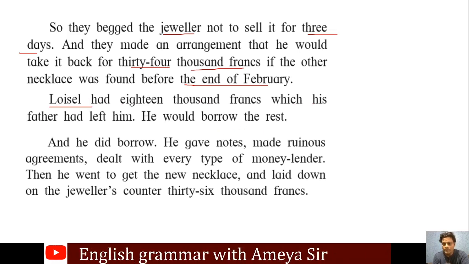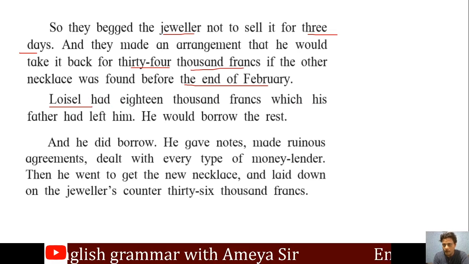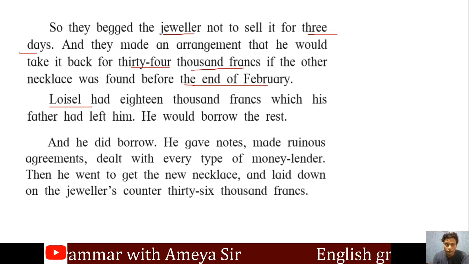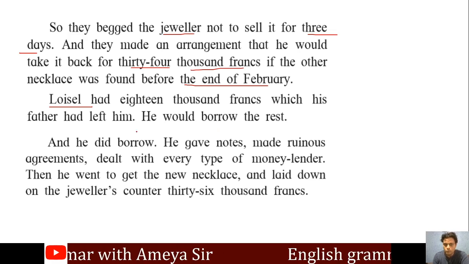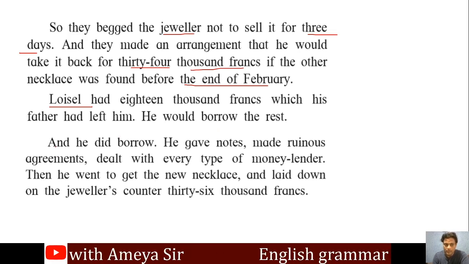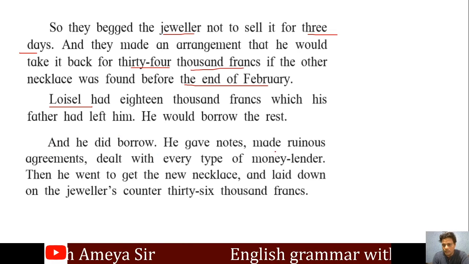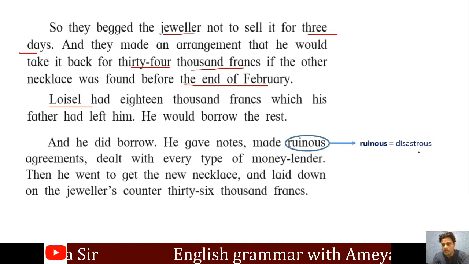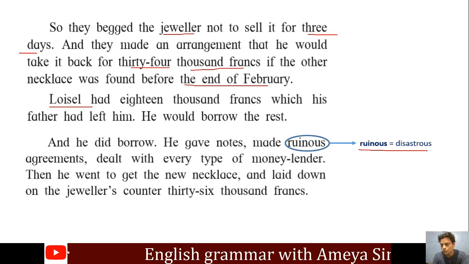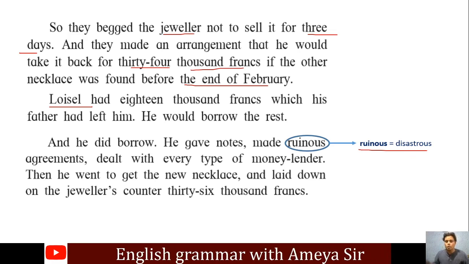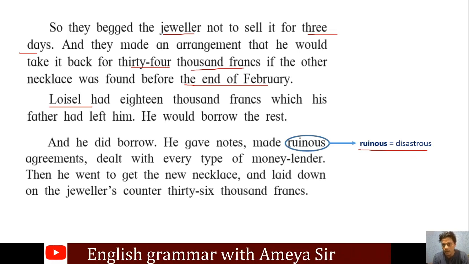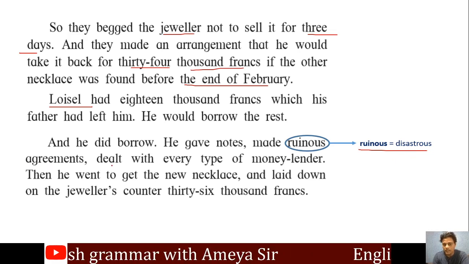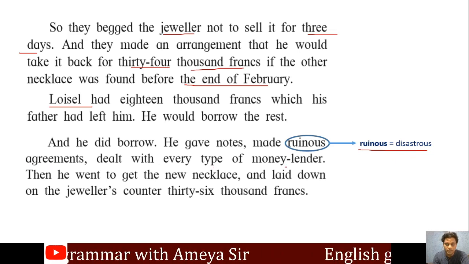So guys, I think they have half of what is required. 36 is to be paid, and he has 18,000 francs, which his father had left him, and he was going to borrow the remaining amount. And he did borrow. He gave notes, made ruinous agreements. Guys, ruinous means disastrous. He made agreements which were unfavorable, but there was no other alternative. They had to arrange the funds. So they made ruinous agreements. They dealt with every type of moneylender.